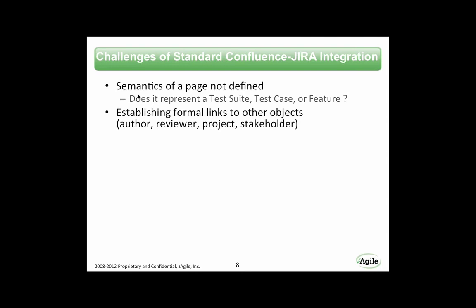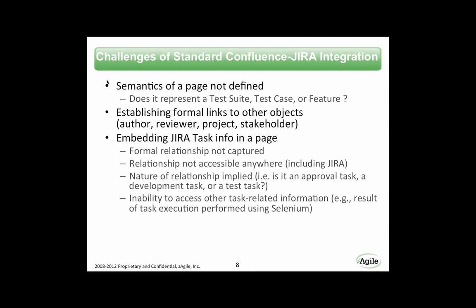That relationship is implied. So in other words, the people who create the relationship know it's there, but no one else in the organization knows, and certainly the software engineering tools don't know those concepts either. And so that means it's going to be impossible to access other task-related information. So for example, if I want to get the result of a task execution that was performed using Selenium, I'm out of luck. There's no way for me to easily find that. And you cannot link a page, for example, to execute ready scripts from Selenium for test case automation.